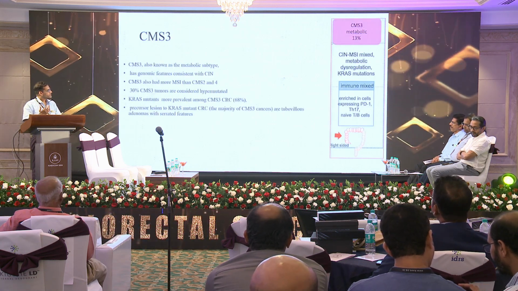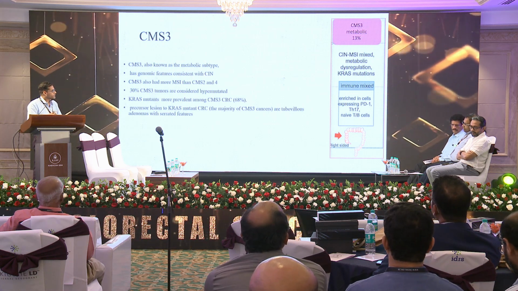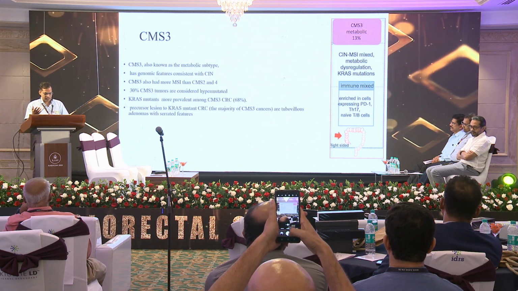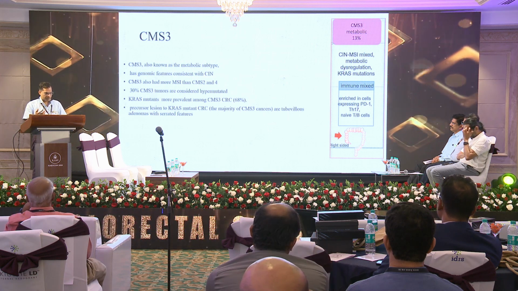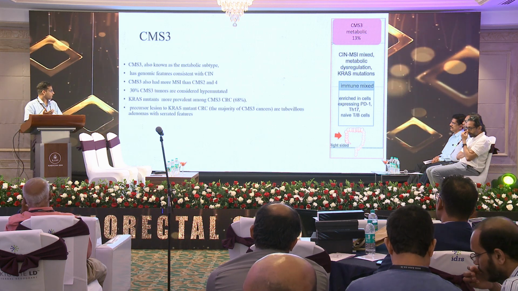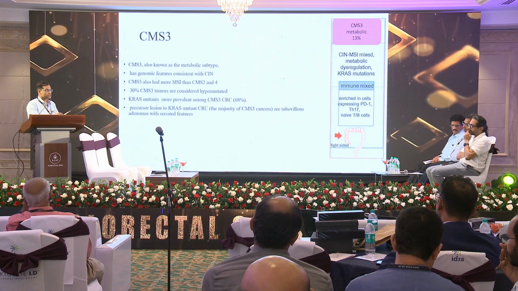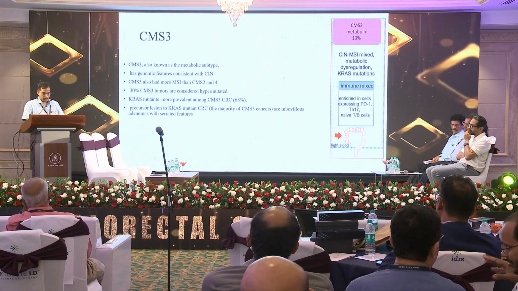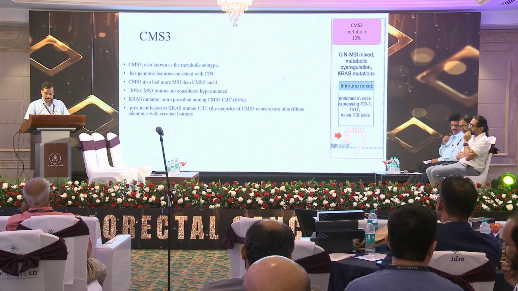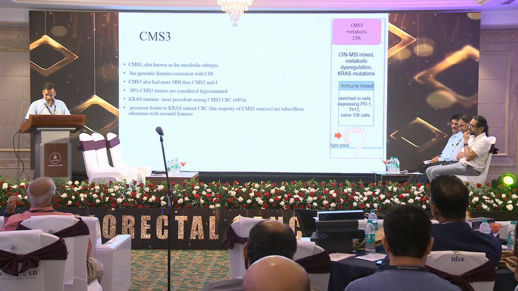Then coming to the CMS3 type tumors, they are also called metabolic type, seen in 13% of the patients, and they have genomic features like that of CIN. They are also hypermutated. The most common mutation you come across is the KRAS mutation. The precursor lesion to the KRAS mutant CMS3 tumors is tubulovillous adenoma with serrated features.